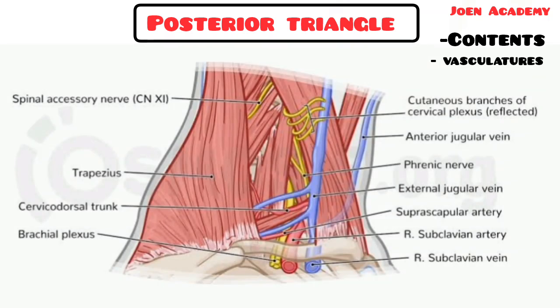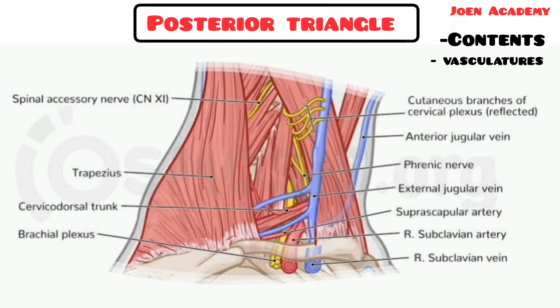The major blood vessels of the posterior triangle of the neck include the external jugular vein, the subclavian vein, and the subclavian artery. The external jugular vein is one of the major veins of the neck region. It is formed by the retromandibular and the posterior auricular veins. It lies superficially, entering the posterior triangle after crossing the sternocleidomastoid muscle.